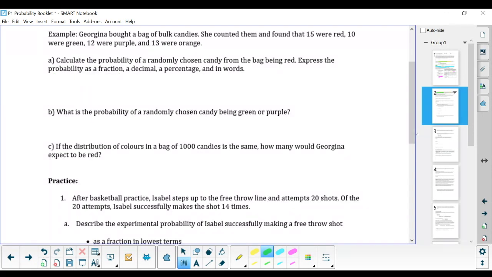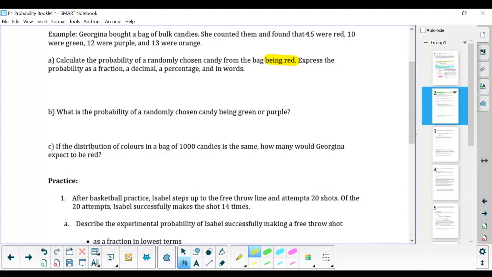Let's take a look at an example. Georgina bought a bag of bulk candies. She counted them and found that 15 were red, 10 were green, 12 were purple, and 13 were orange. We need to calculate the probability of a randomly chosen candy from the bag being red. We need to express the probability as a fraction, decimal, percentage, and in words.